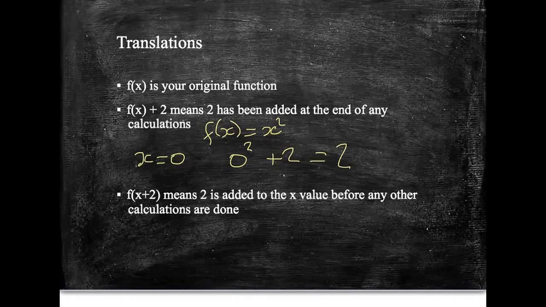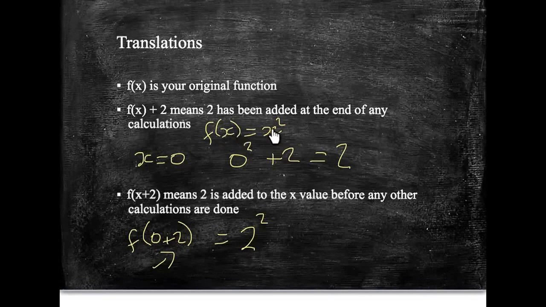Down here, what this one means is if f of x is still x squared, if x is 0, I'm now going to do f of 0, but I'm adding 2 on. I've now got 2, and then I'm squaring it. So I did some calculations first in this bracket, and then, remember, the f of x was x squared, so whatever I've got in this bracket here, I'm squaring. Well, in the bracket, the first number I picked was 0, I added 2 on, and then I squared it. So I've got an answer coming out of 4.